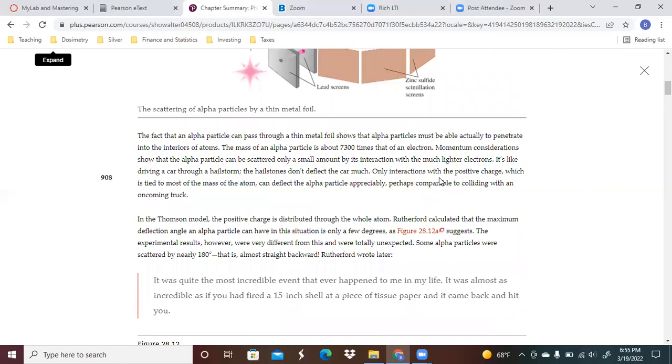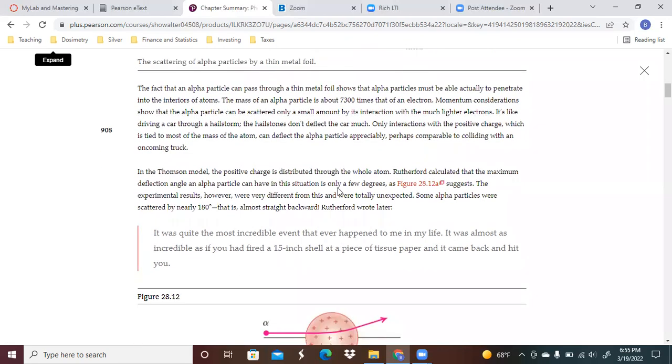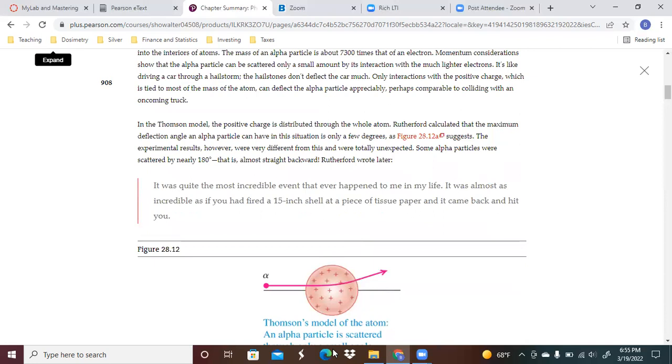And that's effectively what you're looking at as far as the helium atom is concerned. Only interactions with positive charge, which is tied to most of the mass of the atom, can deflect the alpha particle appreciably, perhaps comparably to colliding with the oncoming truck, which if you're doing that in a hailstorm, you've got some real bad luck. So in the Thomson model, the positive charge is distributed throughout the whole atom.